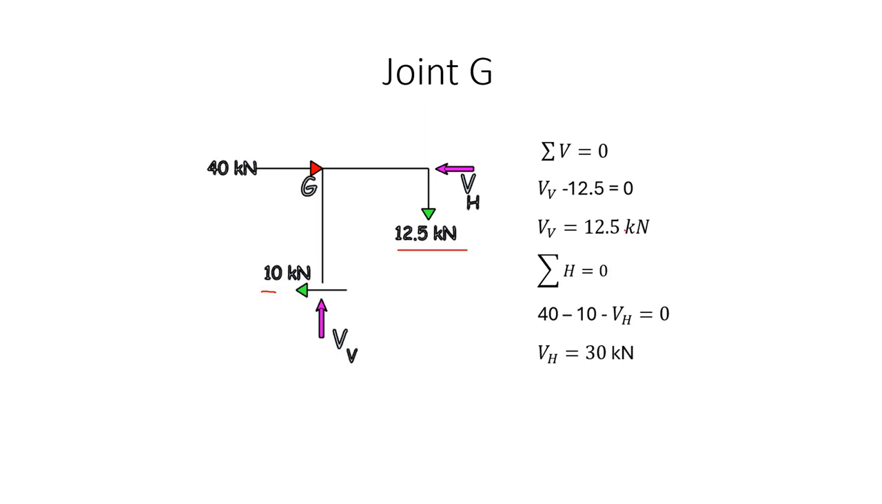You apply summation of V equal to 0, you get VV equal to 12.5. You apply summation of H equal to 0, you get VH equal to 30, because this 30 and 10 are nullifying the 40. And VV equal to 12.5, because this vertical force 12.5 kilonewton is balanced by the opposite VV acting in the opposite direction by 12.5 kilonewton. So using the equilibrium equations, by taking the joint, you can simply evaluate the shear and the axial force in the beams and columns.